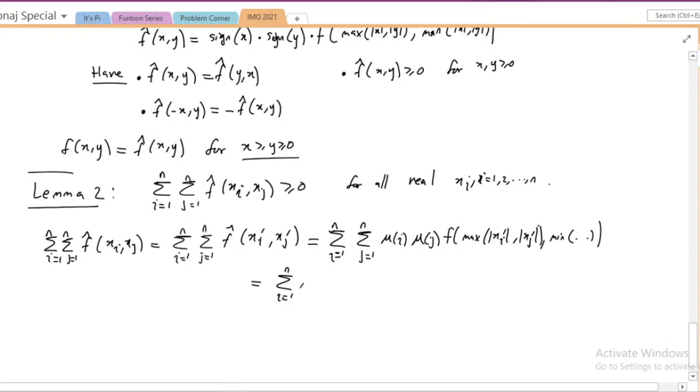That'll be μ_i squared f of, so the maximum and minimum are both the same, so no difference. Or since it's symmetric, this will just be 2 times the sum from 1 to n, but we can now be specific and let i be the bigger one. So i strictly bigger than j. So without loss of generality, i is bigger than j. So you can say j less than i, and still run between this range.